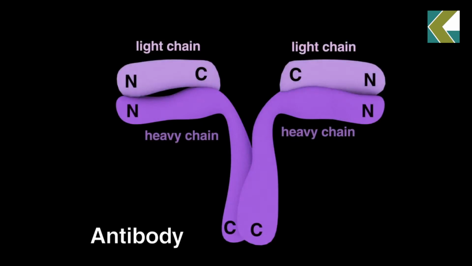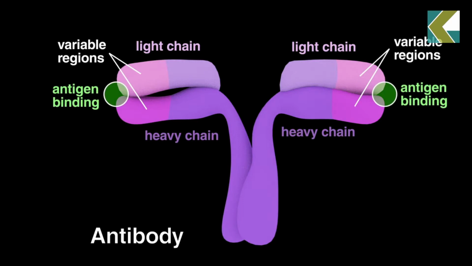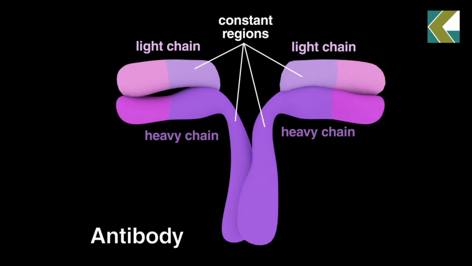The N-terminus of the 4 polypeptide chains varies significantly in sequence from one antibody to the next and is called the variable region. Variable regions are involved in antigen binding. The other regions of the polypeptide chains vary very little in sequence among different antibodies from the same species and are called constant regions. The constant regions are responsible for interacting with effector proteins that mediate the immune response.